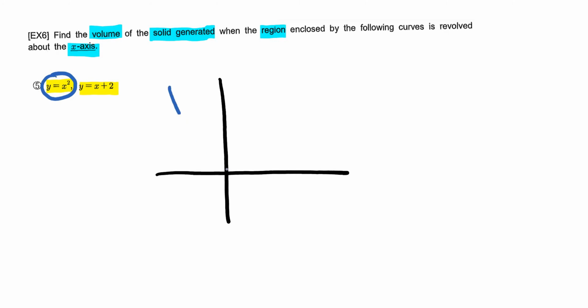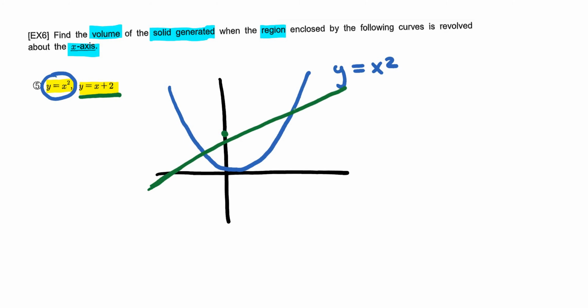So here's a parabola, y equals x squared. So there it is, y equals x squared. And then I also have a linear line with a y-intercept of 2. So there's my linear line just like that. Okay, so that's going to be y equals x plus 2 in green.